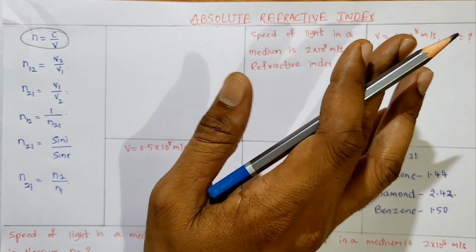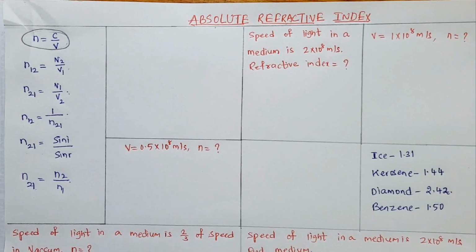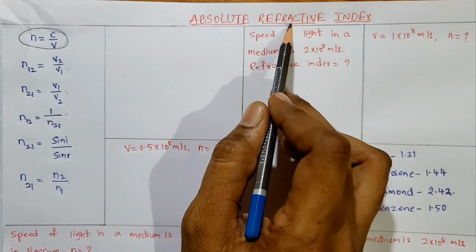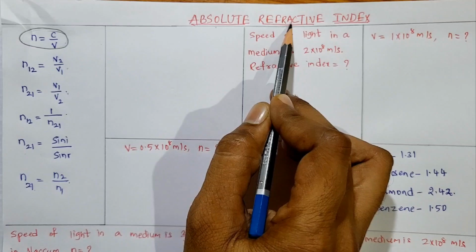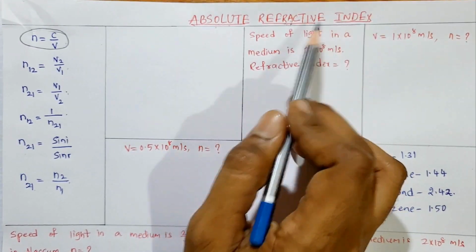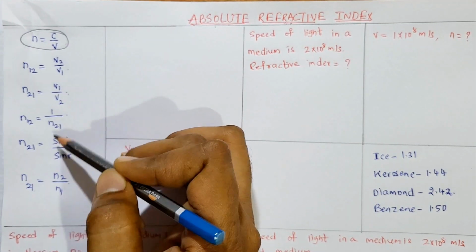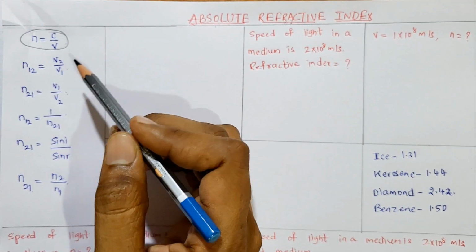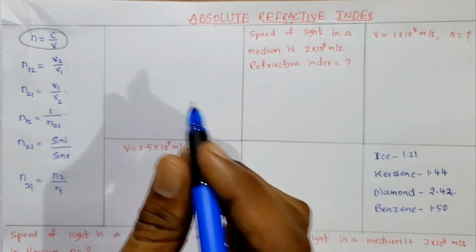So in today's class, we are going to study various types of asking questions on absolute refractive index and various types of asking numericals on absolute refractive index. We are going to concentrate only on absolute refractive index in today's class. In next class, we will concentrate on solving problems on the remaining formulas. In today's class, we are going to solve problems on only one formula.